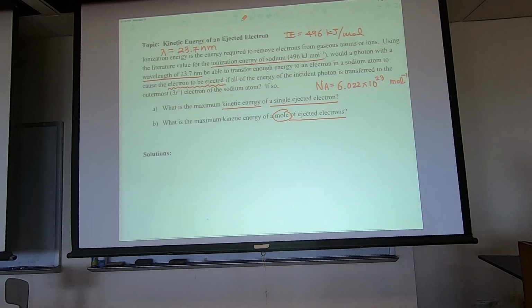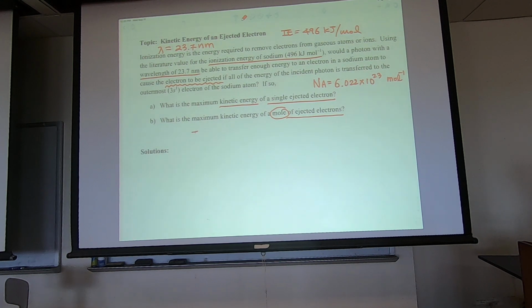So I'm going to rewrite it. I read it once again. Ionization energy is 496 kilojoules per mole, and remember, this is on a per mole basis, per Avogadro's number basis. This will show up later. The lambda is 23.7 nanometers, and I would like to make a habit of writing 23.7 times 10 to the minus 9 meters, so that I'm just dealing with meters as the unit. Okay? So this is the information that I have.